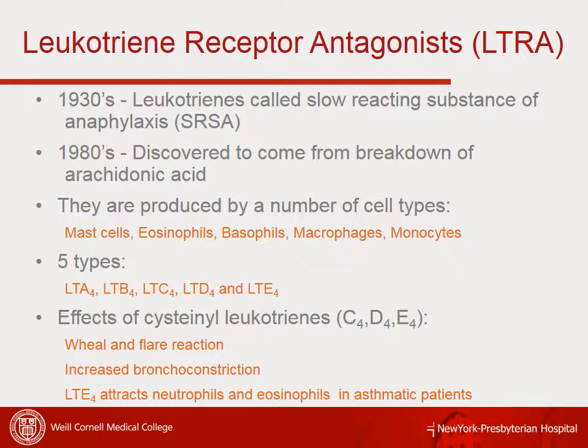Now let's focus a bit on the leukotriene receptor antagonists. This is a very exciting group of medications. Leukotrienes back in the day were called the slow-reacting substances of anaphylaxis. I think they have a much cooler name now. And this was found to come from the breakdown of arachidonic acid. So they're produced by multiple cells, which you see below, and there's different types as well. And you can see the effects of leukotrienes in the wheal-and-flare reaction, as well as bronchoconstriction and the attraction of other cells like neutrophils and eosinophils.